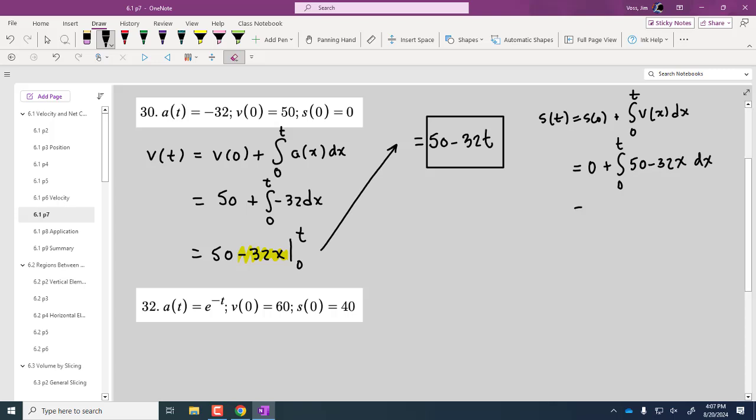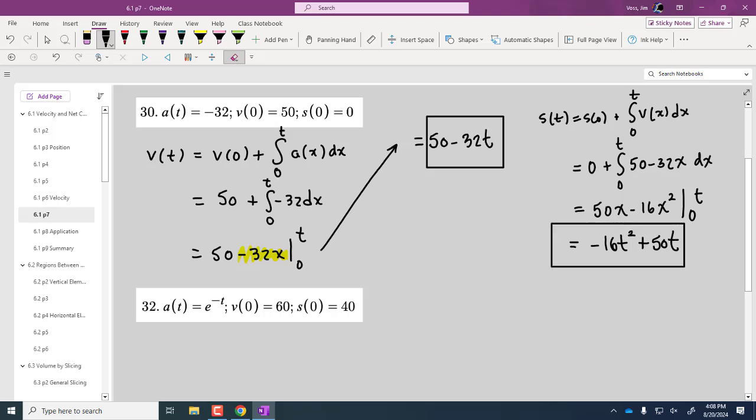So we'll do some integration here. The integral of 50 is going to be 50x minus 16x squared from 0 to t. Plugging in 0 gives nada. So if we write this in descending order, that's usually how we like our polynomials written, we'll end up with that.